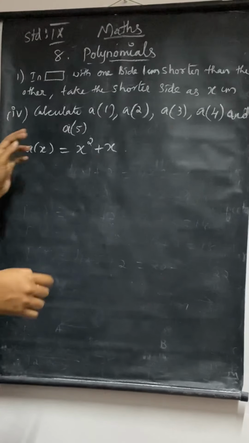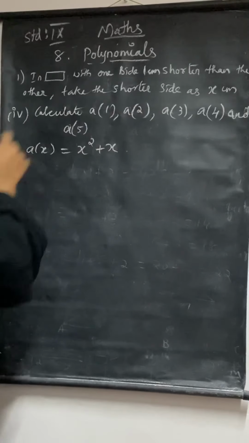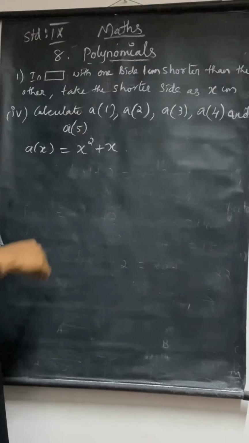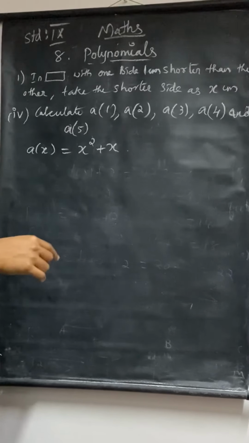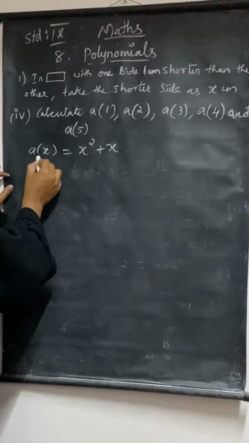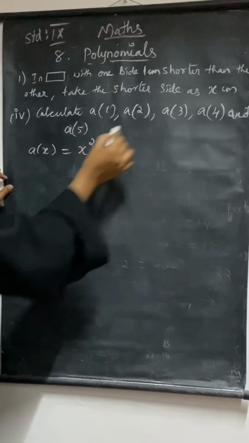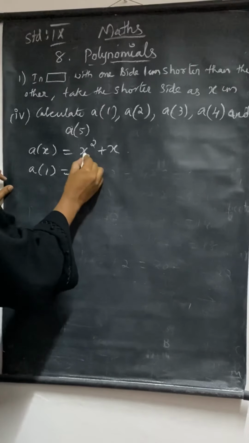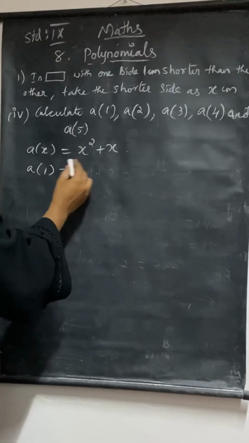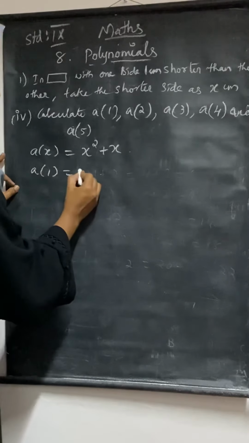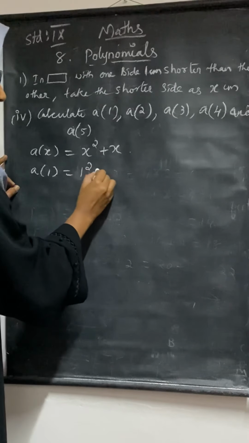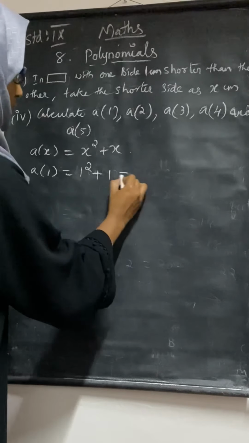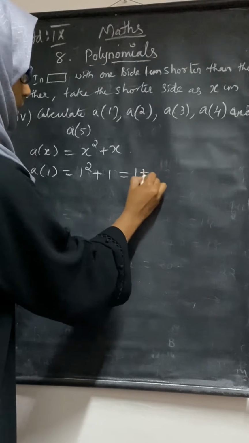Fourth sub question, calculate a of 1, a of 2, a of 3, a of 4 and a of 5. Similarly, we have done before, perimeter p of x. Now it is a of 1, a of 2. What was the formula for a of x? That is the area formula. A of x is equal to x square plus x. So for that we have to put all these numbers. So first one, a of 1 is equal to, so instead of x you have to put 1. X square plus x, so 2 x's are there here. So instead of x, everywhere you have to put 1. So x square, 1 square plus x how much here? 1. So 1 square is 1 plus 1 is 2.